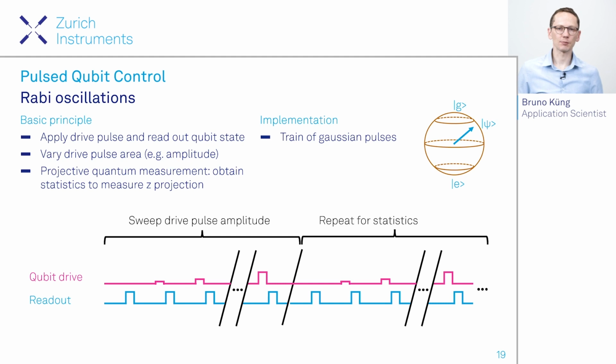the implementation of this measurement is done using a pulse sequence that you see here at the bottom of the screen. So you would apply a burst of control pulses with varying amplitude, always followed by a readout pulse right after. And since we need to obtain quantum statistics to get a final sensible measurement data, we repeat this measurement many times.